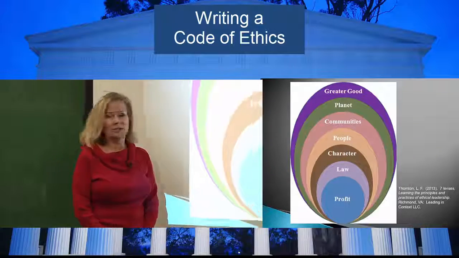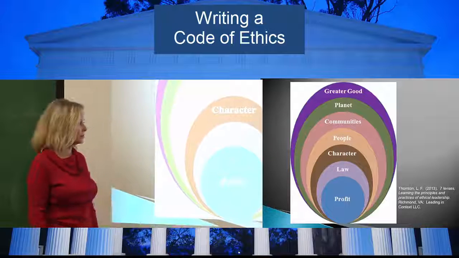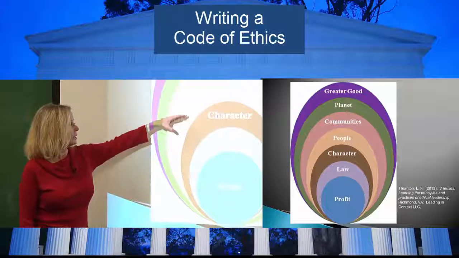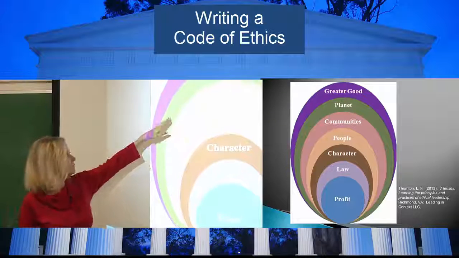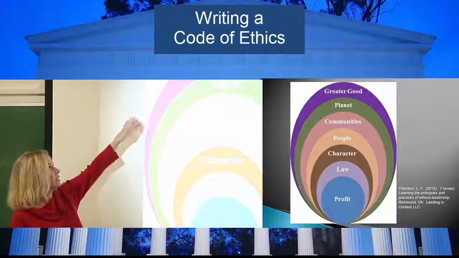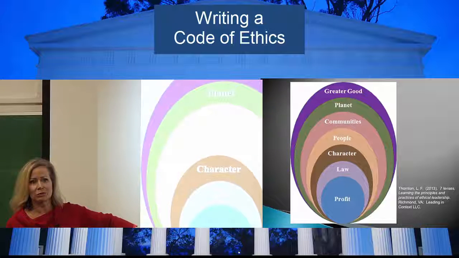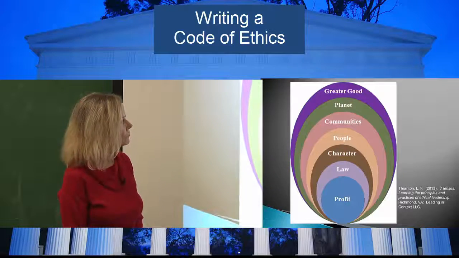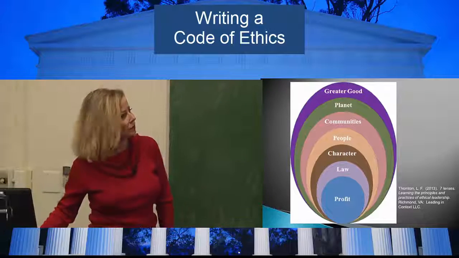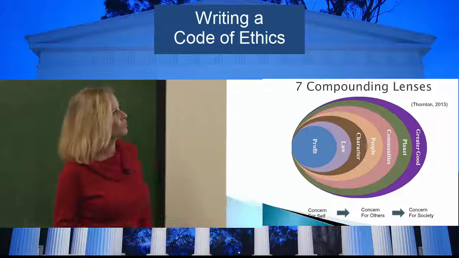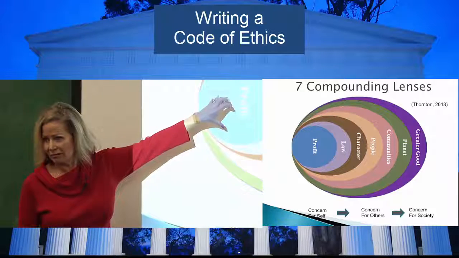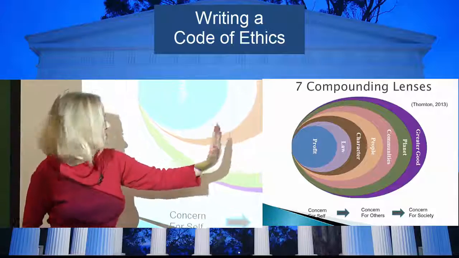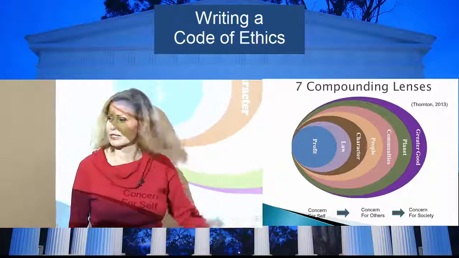In an organization, this would be in your place of work, very related to a professional ethic. Is your focus on profit? Is it on the law, character, people, communities, planet, and greater good? I don't know if you can see any progression here and how these relate. Here's another way of looking at it: concern for self is profit. Follow the law so you don't get in trouble, right? Then you start to get concern for others: character, people, communities, and then concern for society.